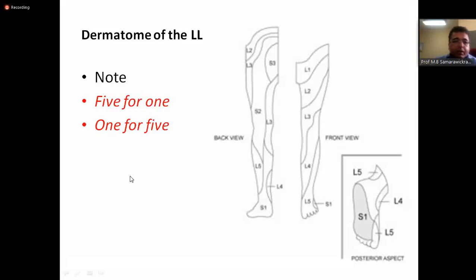So dermatomes of the lower limb, again you have to remember, and remember at least this thing. If you can't remember everything, 541 and 145. Here you can see L5 supplies the first digit, the big toe, L5. So 541 and 145. S1 supplies the fifth toe, right? So at least remember that.